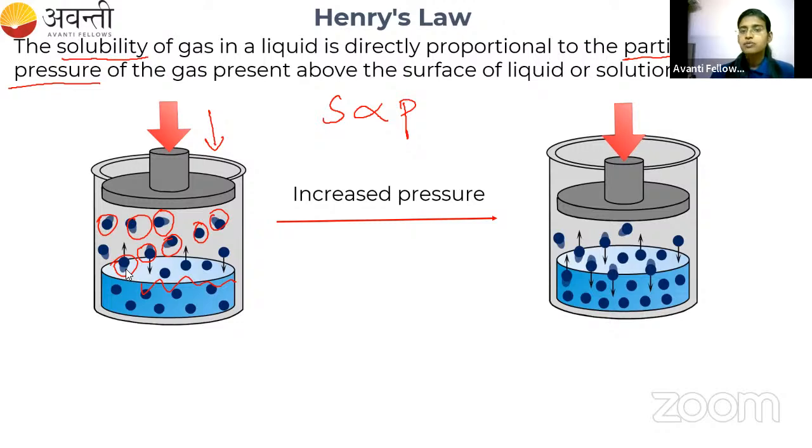Partial pressure means if I have two gases and I want to take out only the pressure of one gas, then I call that the partial pressure of the gas. So it is dependent on the pressure. Now I can write this as P directly proportional to X also. What does this symbol X denote? Can anyone tell me? What is the meaning of this X?